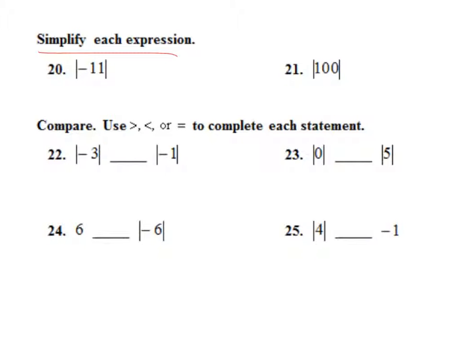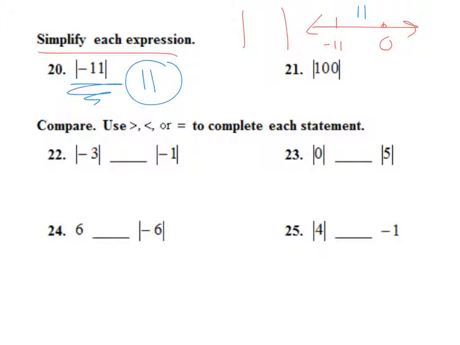Simplify each expression means to calculate it. So remember that the absolute value means the distance a number is from 0 on the number line. So -11, how far is it from 0? It's 11 units. So the absolute value of -11 is 11. The absolute value of 100 is 100.